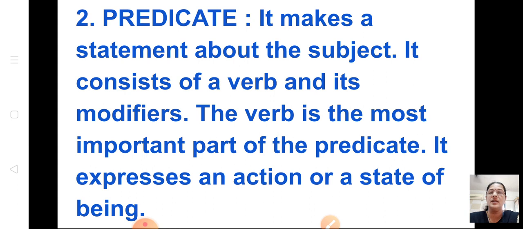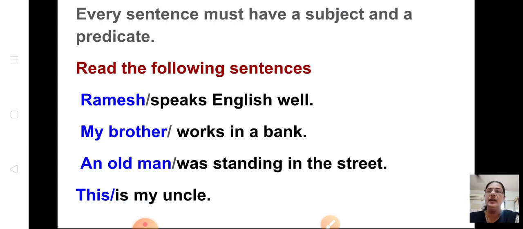So understood what is subject and predicate? We'll see some of the examples. So every sentence must have a subject and a predicate. Every sentence, which is we tell you all to write the answer in complete sentence, isn't it? So every sentence should have a subject and a predicate.